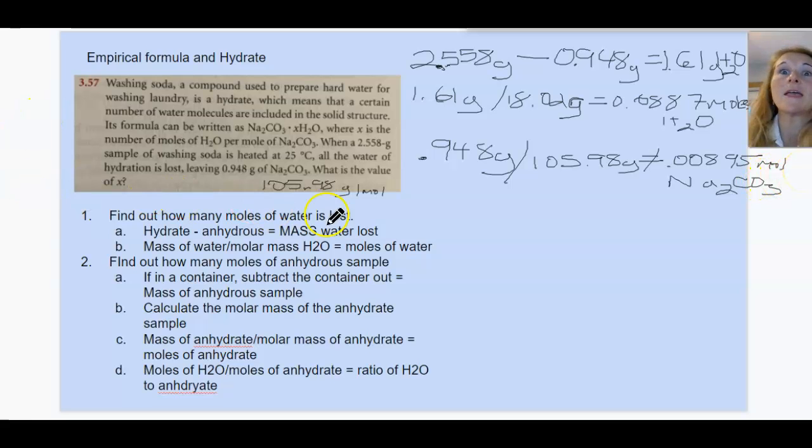Okay, then our next item is that we are going to take our moles of water and get our ratio or proportion of water to moles of anhydrous sample. So we're going to take that 0.0, checking my numbers. What is that? Oh, that's an 8. 8. I know my handwriting is not as neat as if I were writing on a whiteboard here.